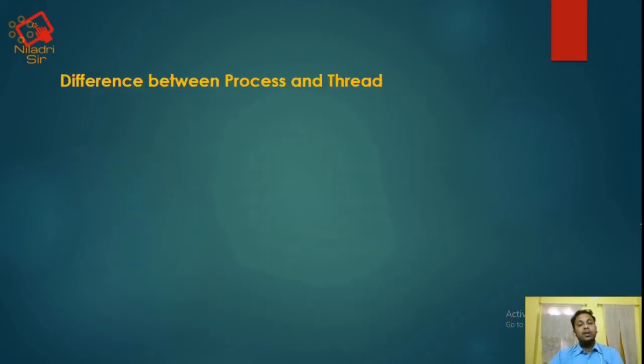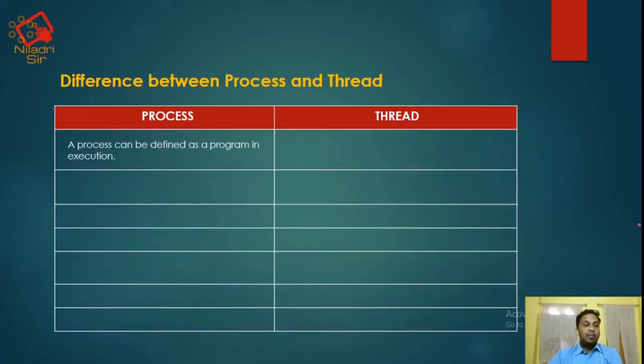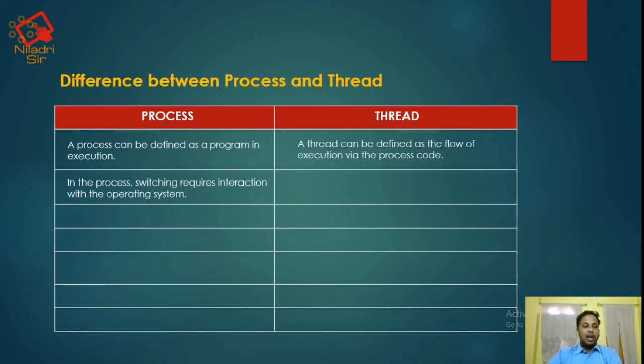So what is the difference between a process and a thread? Basically, a process can be defined as a program in execution. A program is stored in the secondary memory, but when a program is in an executable state, then it is called a process. But a thread can be defined as the flow of execution via the process code. In a process, switching requires interaction with the operating system. But in thread switching, there is no requirement to interact with the operating system.